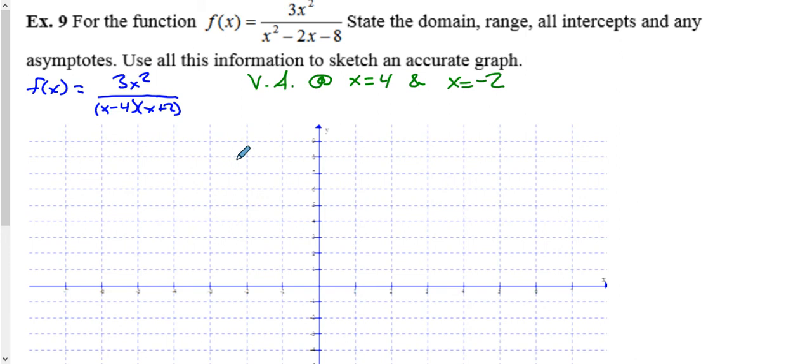So again, right away in my graph here, I'm going to find 4 and negative 2 and draw vertical lines right through them. So here's negative 2 and here's positive 4. So my two vertical asymptotes are drawn in right away.